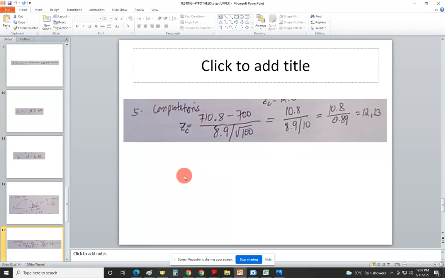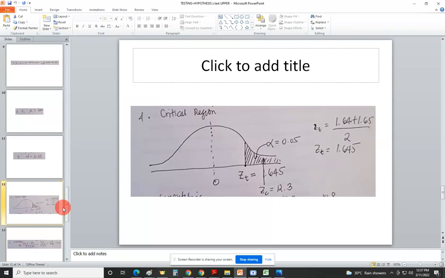Okay, after that, you've computed already the value of your z. You go back to step number 4. Klaro ha? After step number 5, you go back to step number 4, you label. Please label. Nasaan ba yung 12.13? This 13 class is a correction.